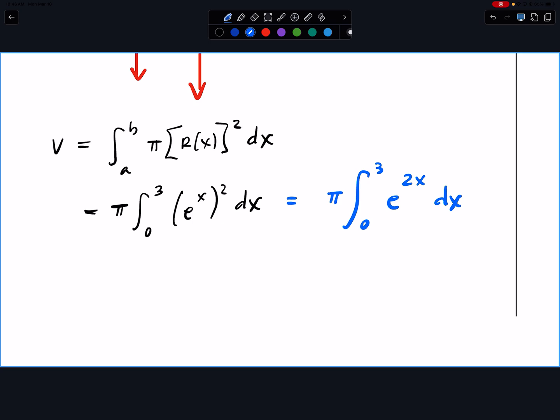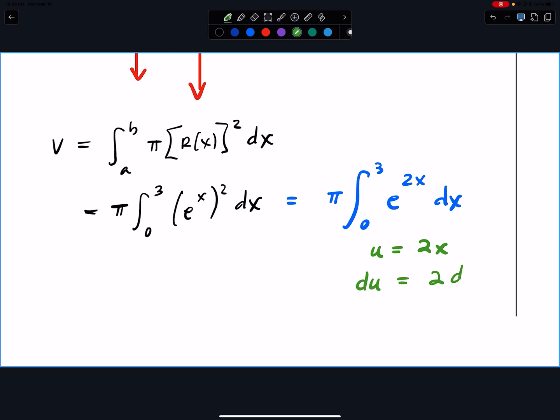Now, I am going to use substitution. Because I have 2x, do you guys agree the integral of e to the x is just e to the x? But because it's e to the 2x, it's a little bit more complicated. So I'm going to do u substitution. So u equals 2x. What do I do next? Take the derivative. So what's my du?